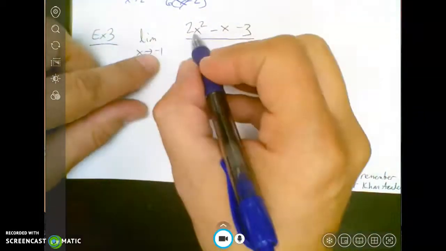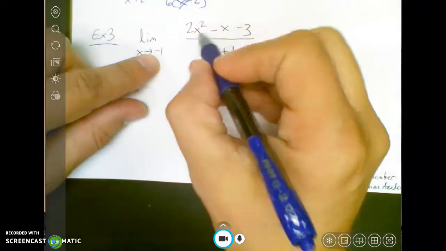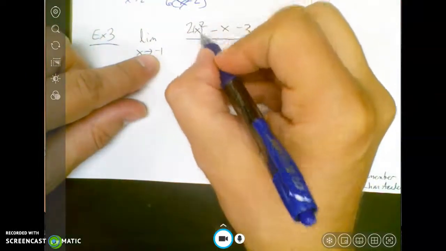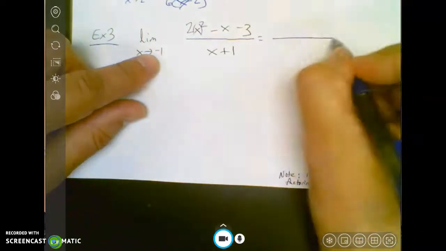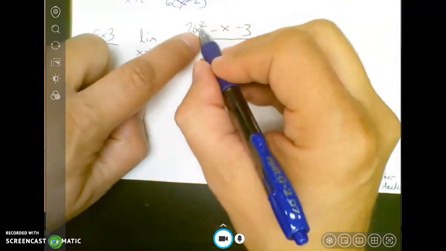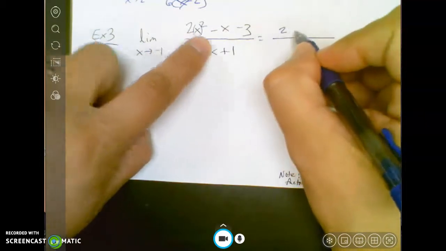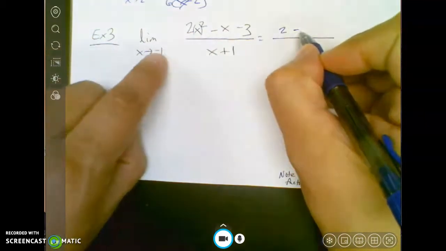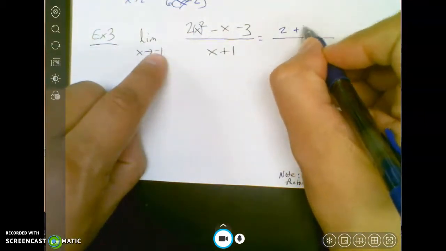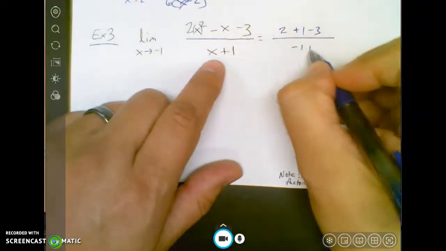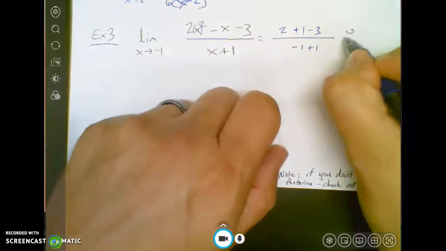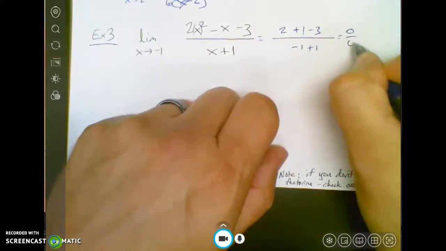We'll try plugging this in. Be careful on this because some people mistype it with negatives. Kind of order of operations thing. So if I plug a -1 in here and it gets squared, it turns into +1. So that's a 2 minus -1, which is really +1, minus 3. And on the bottom you have -1 plus 1. So I got 0 over 0.